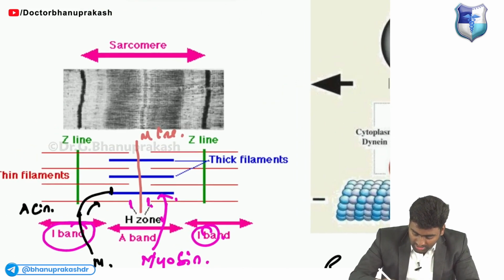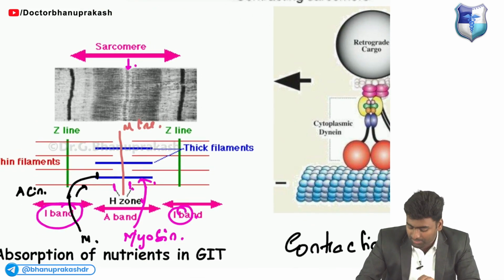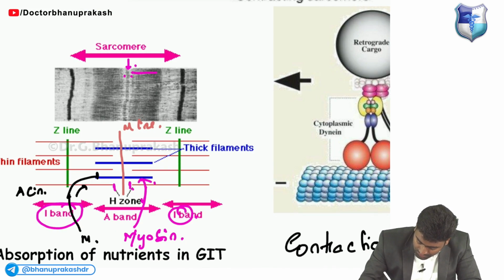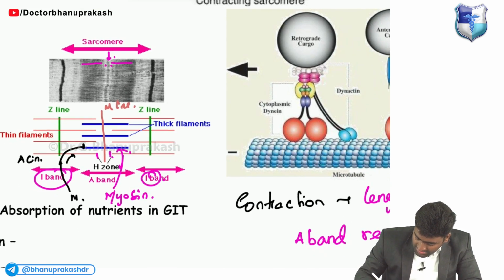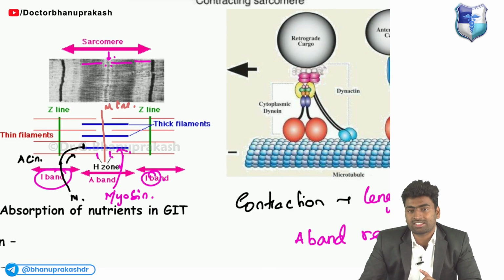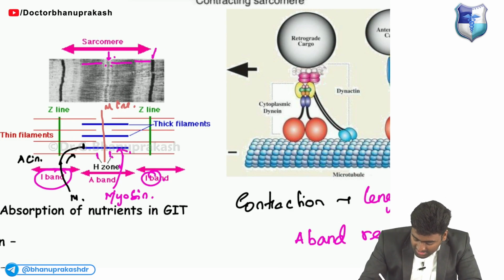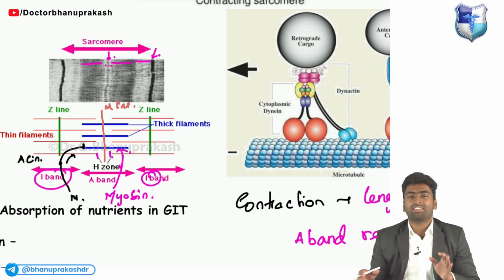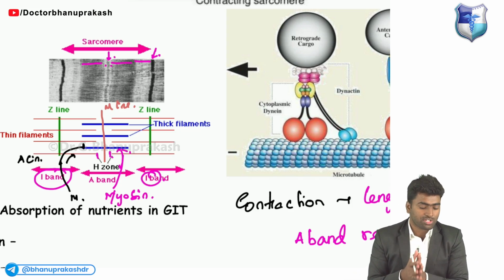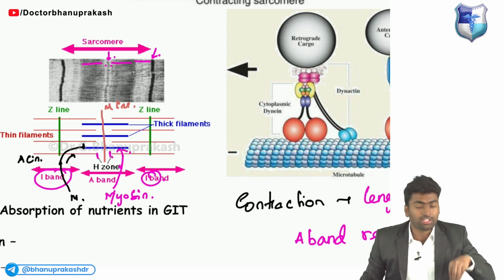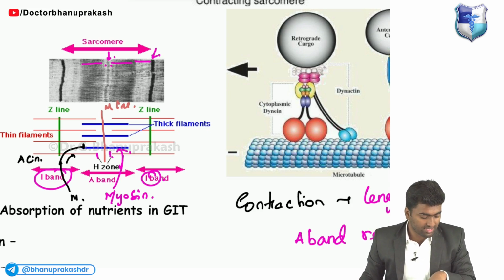And as I told you, the central line is the M line, followed by this small area, the H zone, and this is the A band, which has this myosin. Then followed by this I band, which has this actin. Then followed by this is the Z line. They will mark some of these points and ask you which of the following lines this is, or which of the following proteins is responsible for this, right?